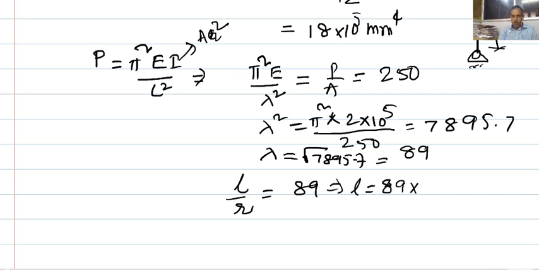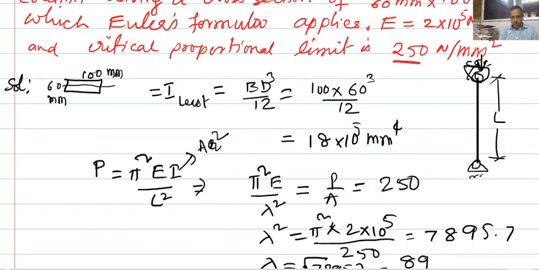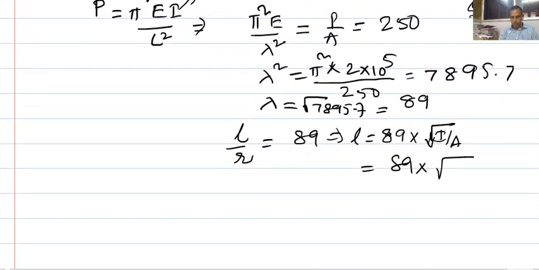R is what? R is equal to root of I by A, radius of gyration. So we can find this: 89 into root of I, which we worked out already, which is 18 into 10 power of 5, by area, which is nothing but 60 into 100, right.